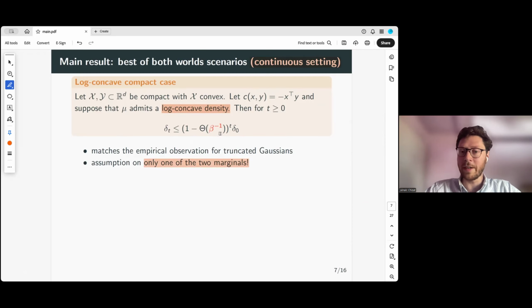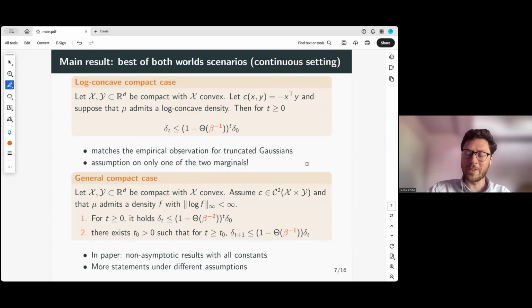And this is tight, because that matches the exact rate that we have derived for Gaussians in the previous case. So the setting we consider does not exactly cover Gaussians because we need some compactness, but we can expect that this result is tight because of the Gaussian example. So this is a quite restricted setting because we need to assume log concave densities and the quadratic costs. But in fact, we can prove a much more general result with slightly worse contraction constants in beta to the -2, but which is still polynomial rather than exponential in beta.